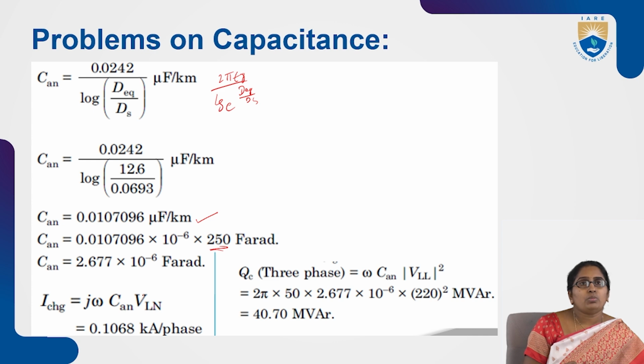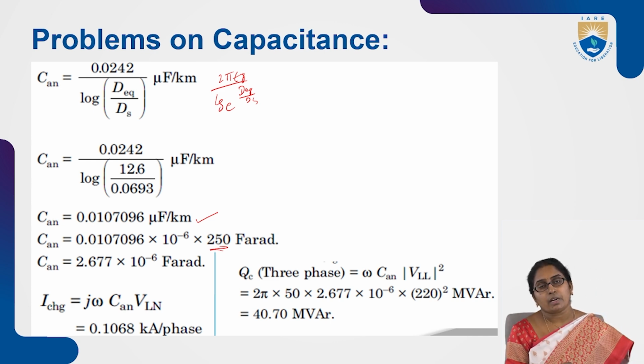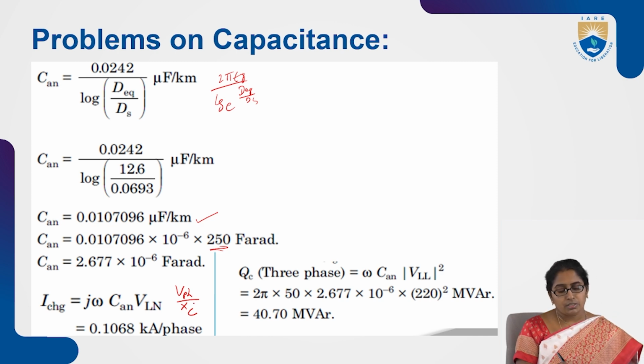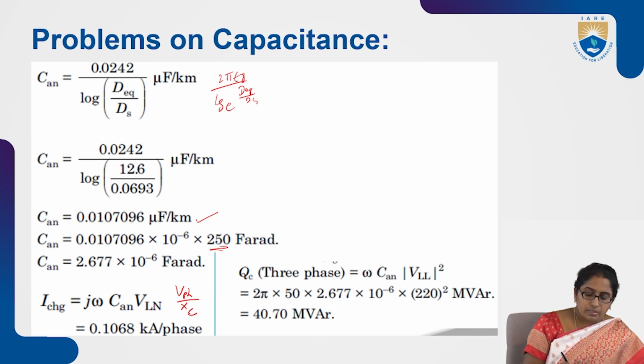Now, finally, we want the charging current per phase. In the same manner as previously, it is VPH by XC. Here VPH is the line voltage divided by root 3. XC is given by 1 by 2 pi FC. Substituting, this is how the magnitude is calculated. We want only the magnitude, so don't bother about this j operator. That's why IC is equal to voltage into 2 pi FC.